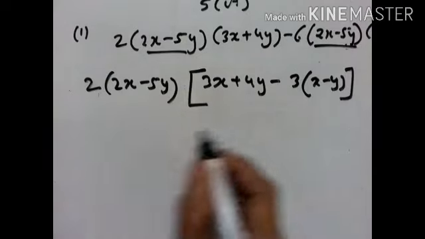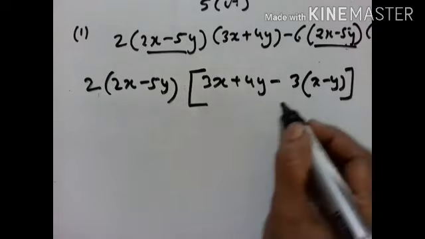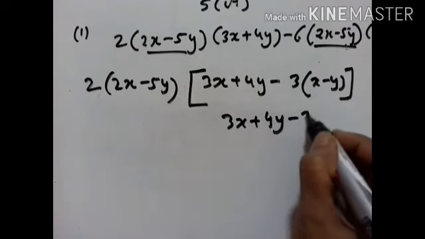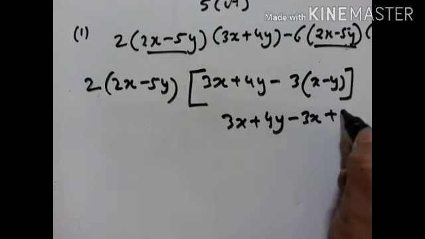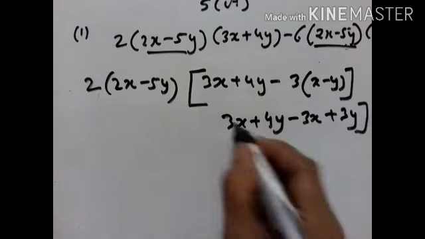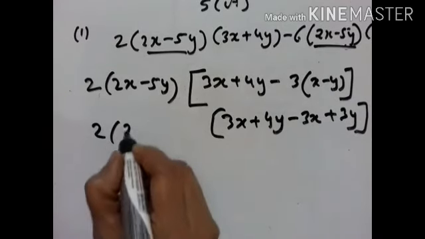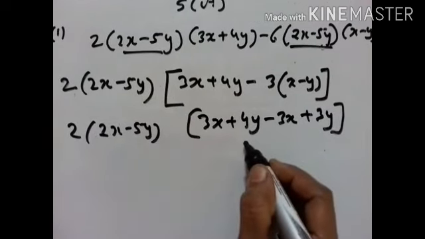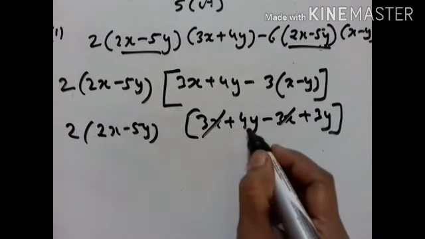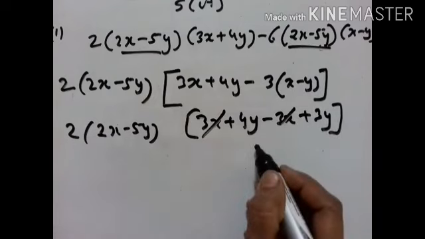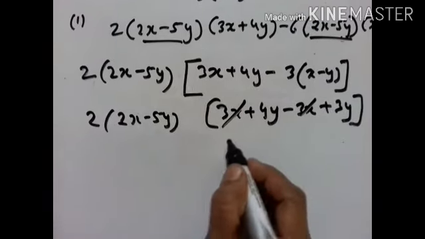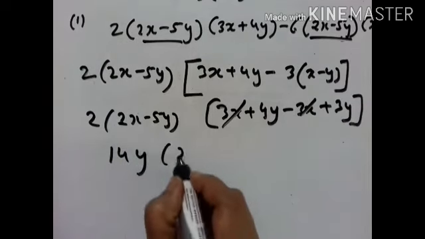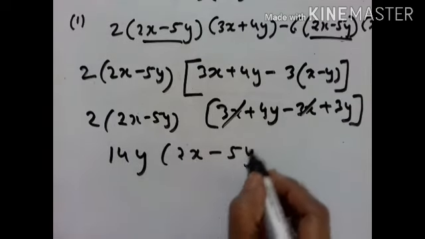Let us solve this bracket. 3x plus 4y minus 3x plus 3y. 3x and 3x go off. 4y plus 3y is equal to 7y. So 2 into 7y, that is 14y into 2x minus 5y.